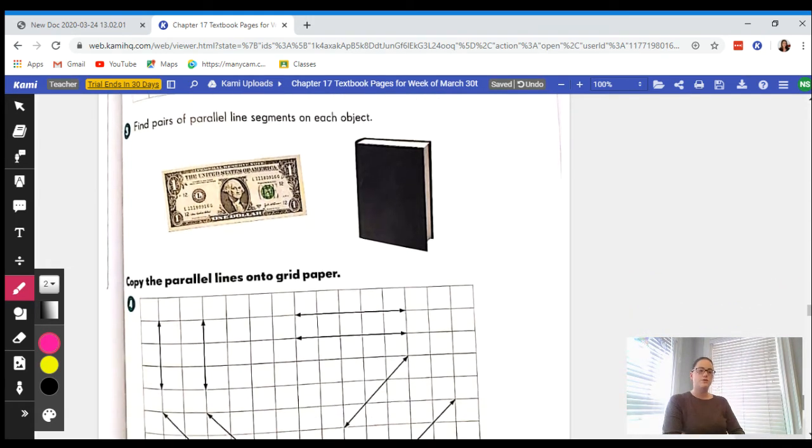Moving on to number 3. These are the same objects that you saw in your perpendicular line video. We had perpendicular lines here, right? But where are those parallel lines? We have a parallel, this side of the dollar is parallel to that side of the dollar. And this side of the dollar is parallel to that side of the dollar. On the book, this side of the book is parallel to that side of the book. And this top of the book is parallel to this bottom of the book.